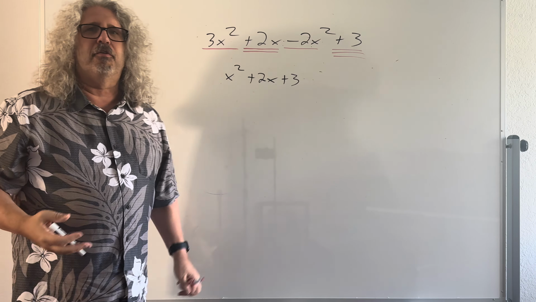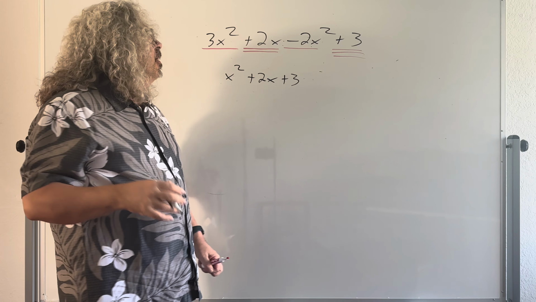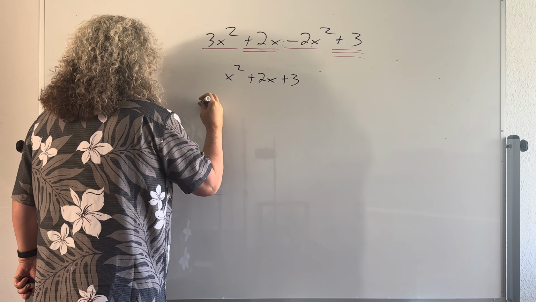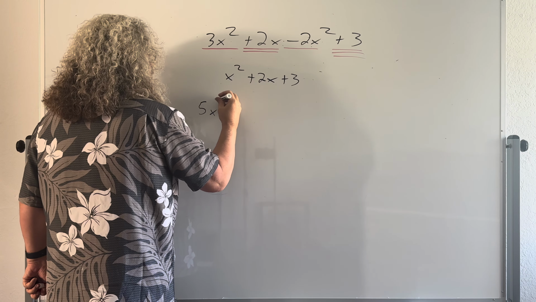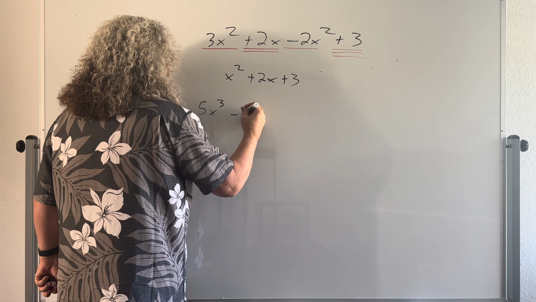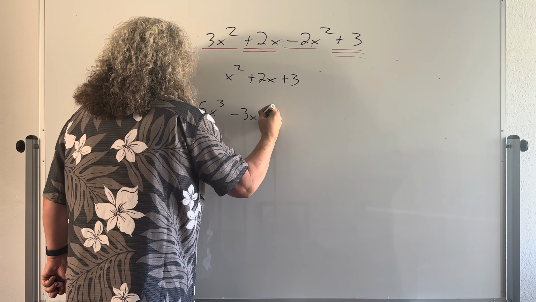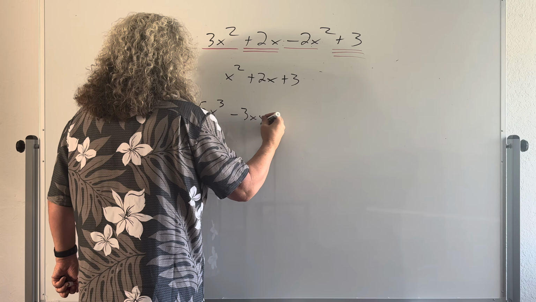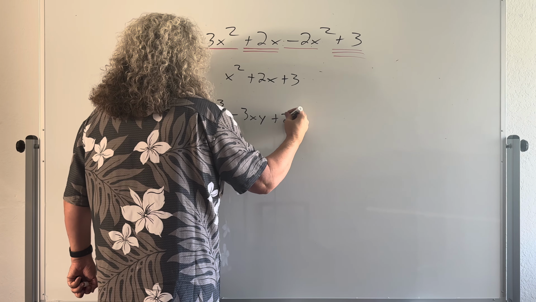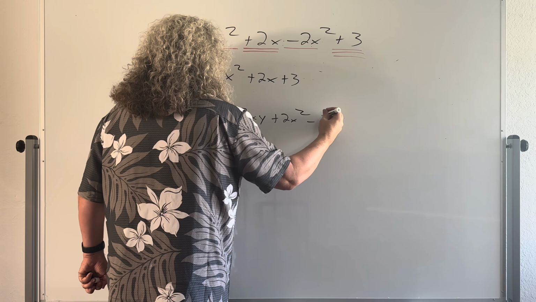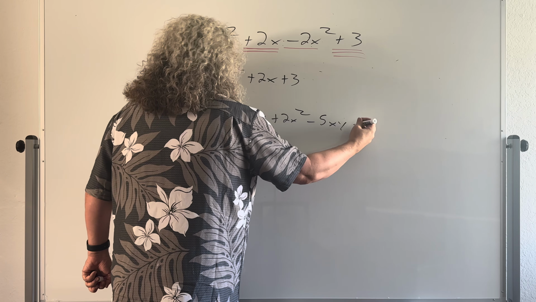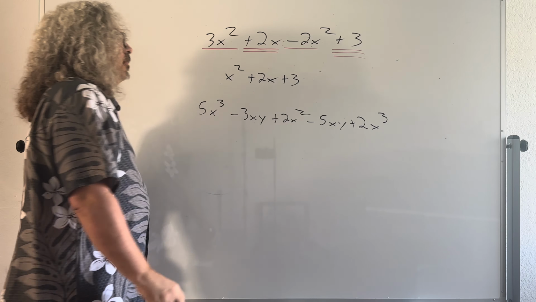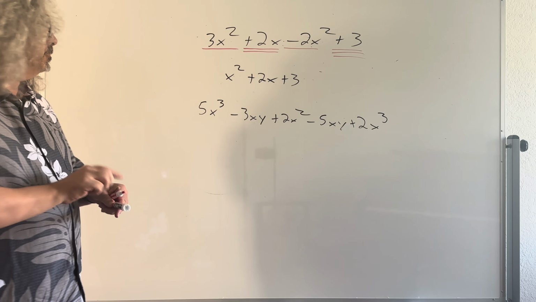I've now combined every like term I can on here, okay? Let's try one more. Let's mix it up a bit. Let's go 5x to the third minus 3xy. And let's go plus 2x squared minus 5xy plus 2x cubed. And let's find our like terms, okay?